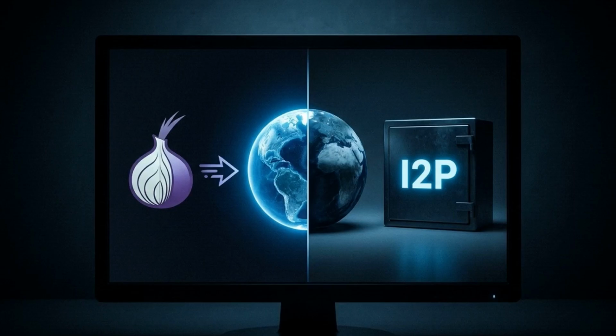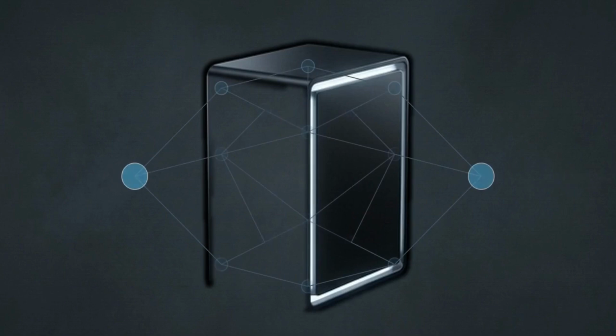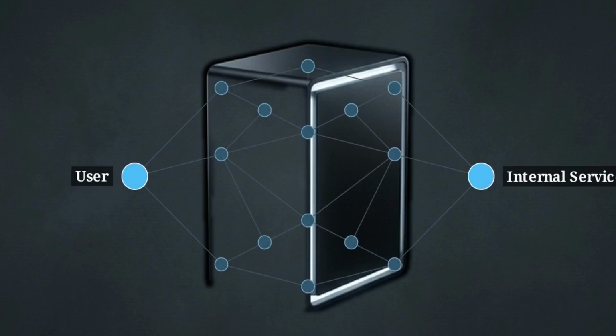Then there is I2P, the Invisible Internet Project. Unlike Tor, which often acts as a proxy to the normal web, I2P is engineered strictly for self-contained internal darknet services. Watch the routing paths shift here to see I2P's garlic routing. It utilizes completely separate unidirectional tunnels. Incoming data travels a different path than outgoing data, making traffic analysis incredibly difficult for outside observers.